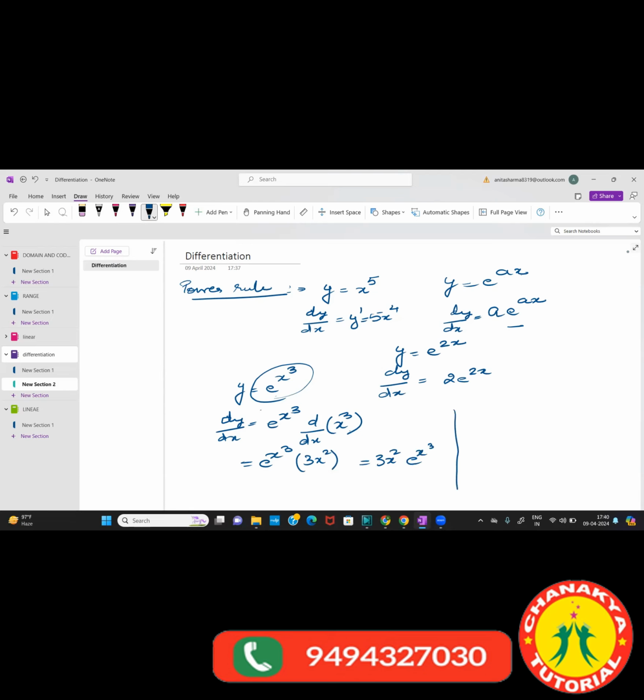Suppose I am giving you y is equal to e to the power sin x. Tell me its differentiation. y dash is equal to e to the power sin x as it is. Then write the differentiation of sin x, and the differentiation of sin x is cos x. So the answer is cos x e to the power sin x. Understood, beta?